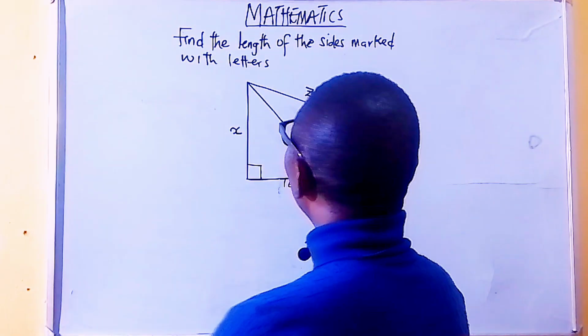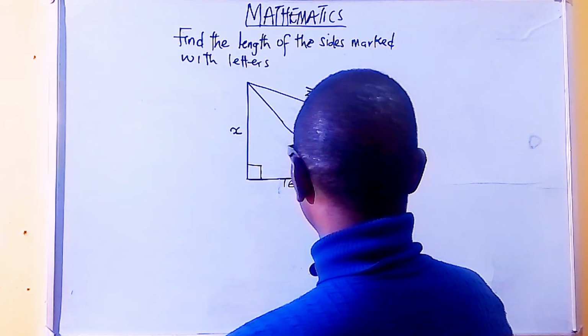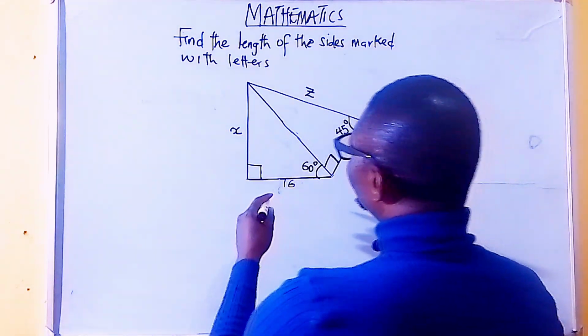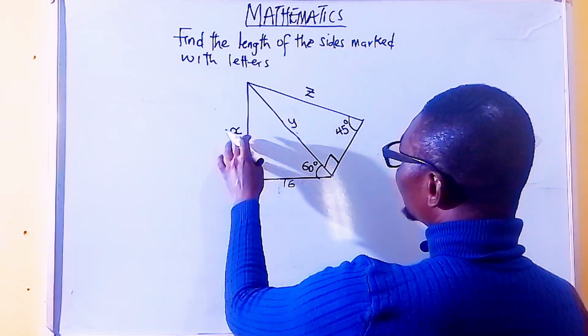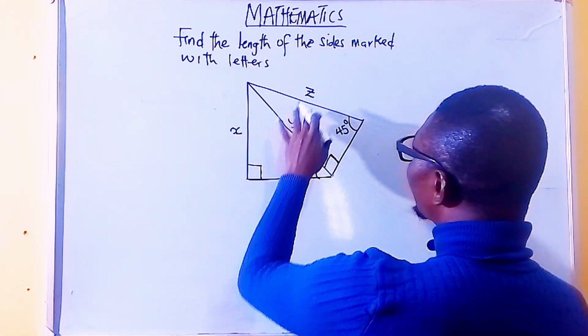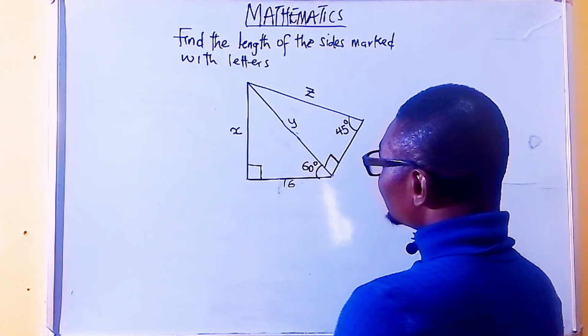Let's solve this problem. Find the length of the side marked with letters. Now, to solve this, we are looking for x, y, and z. So first of all, let's find x.